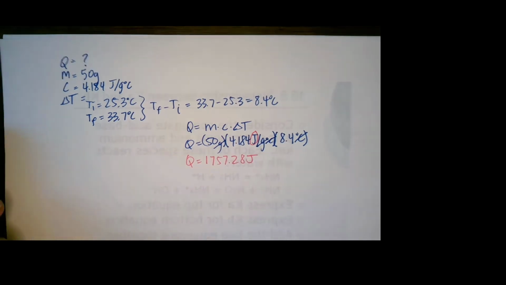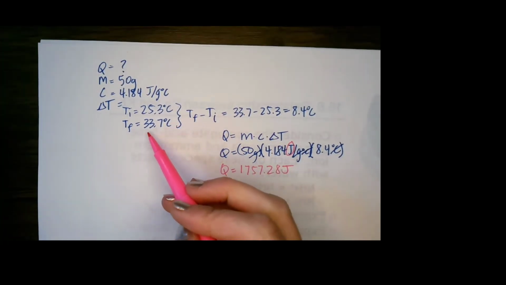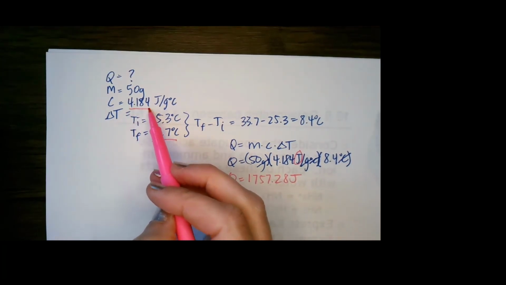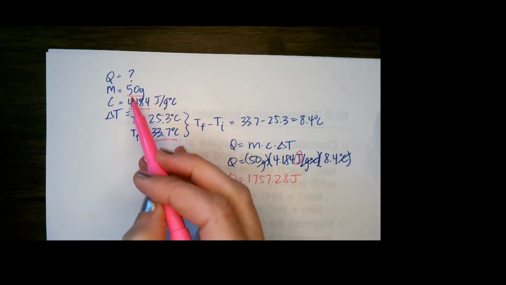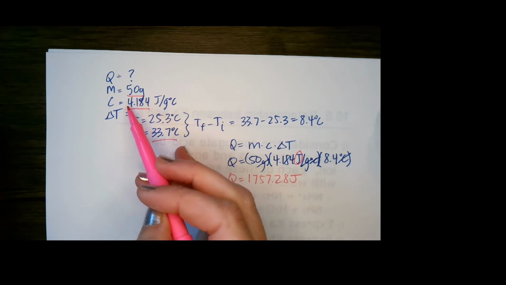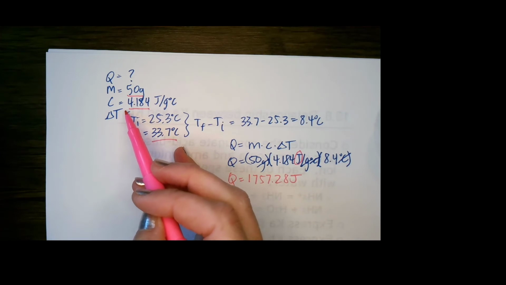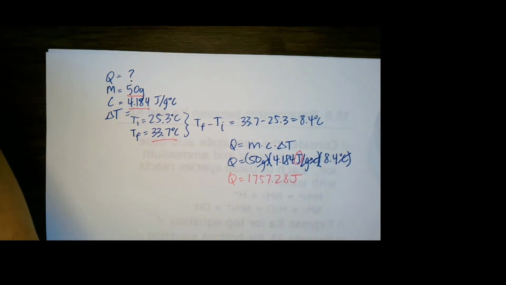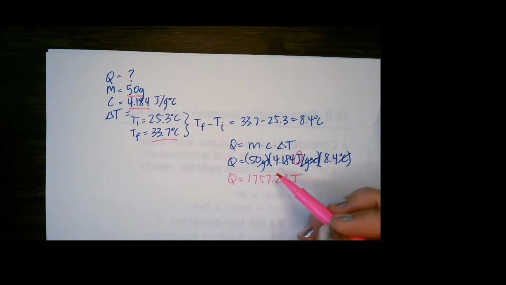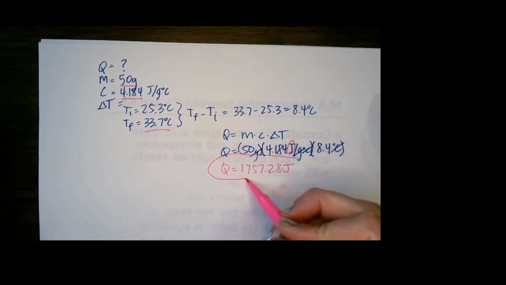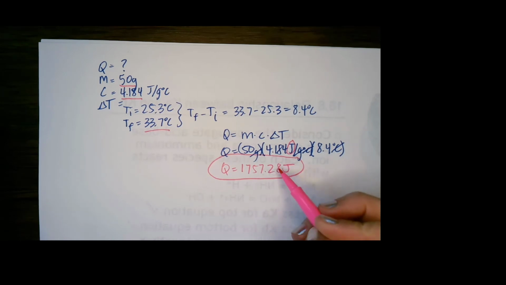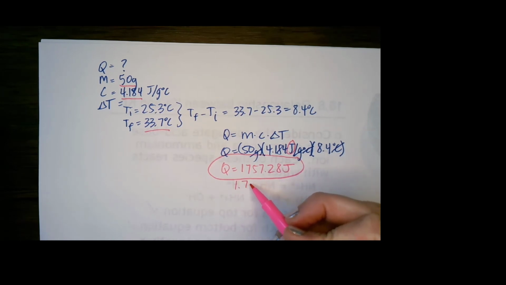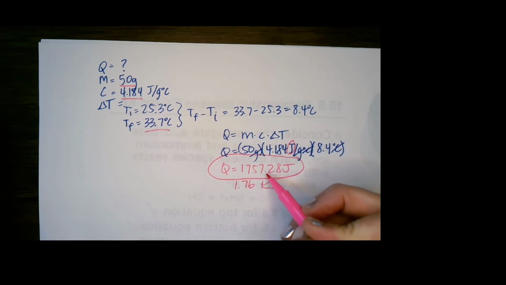Now we need to think about significant figures. We were given 3 for our temperature, 4 for the specific heat, and 1 for our mass, 50 grams. So I'm just wondering if it wants us to be specific to that 1. And actually our answer doesn't seem to care. So we can leave it as this full amount. We could also write this in kilojoules if we wanted to say 1.76 kilojoules, right? Move our decimal back 3 spots. So either one would work.